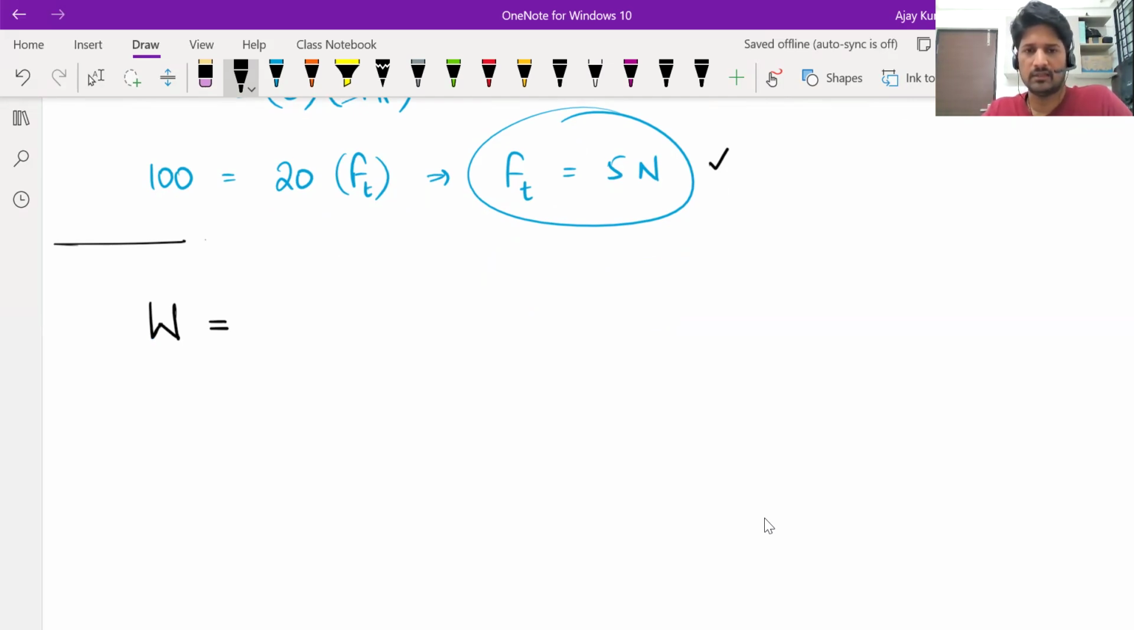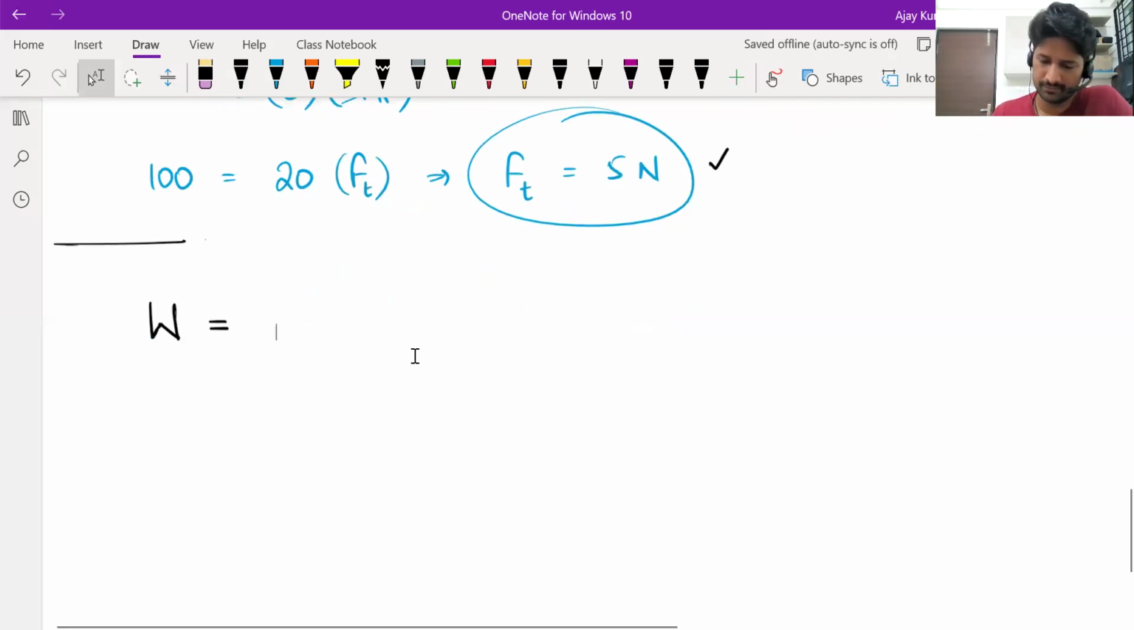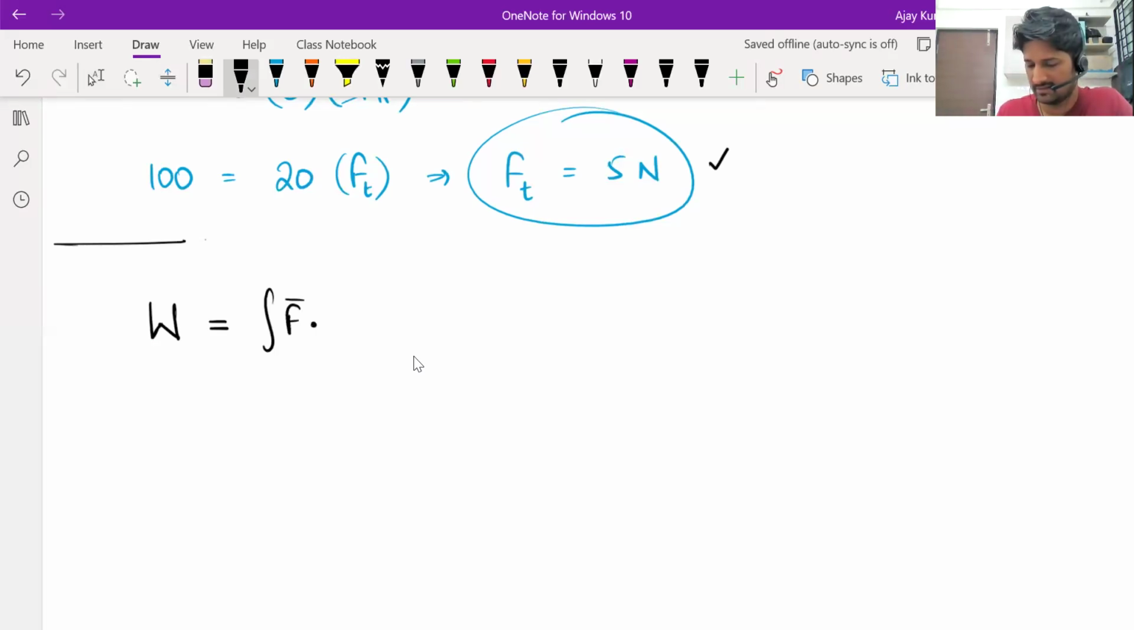Nothing new, we had discussed it earlier. Or the general formula for work, which will always give you an answer. Integration of Fs, okay, don't say Fs cos theta. It is integral F dot ds, small displacement. Okay, and that becomes integral F ds cos theta.